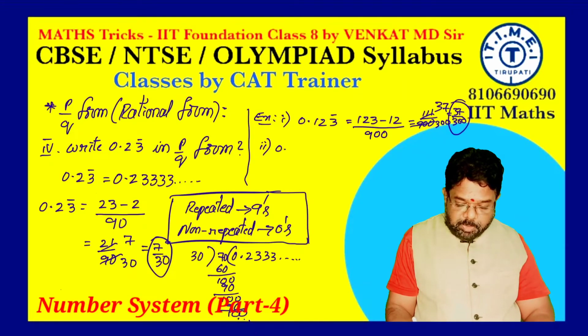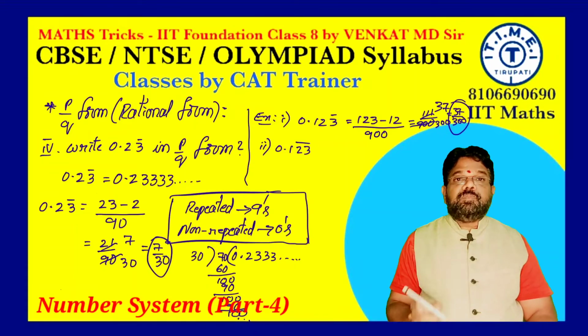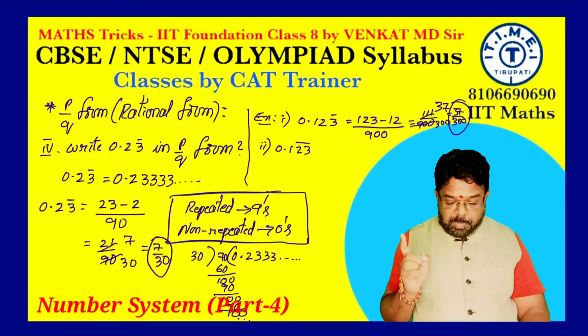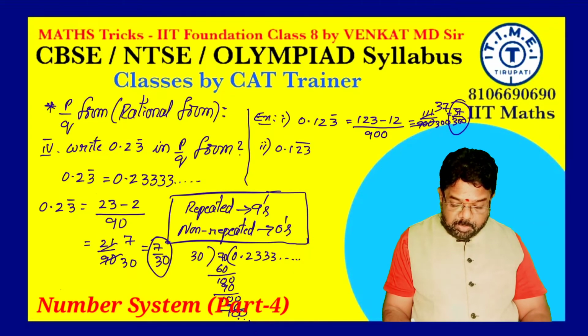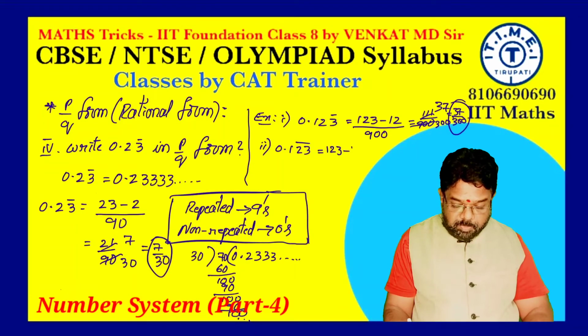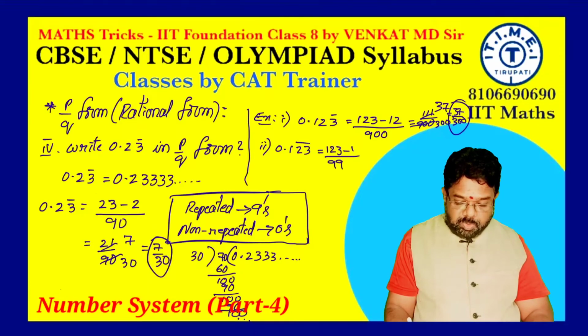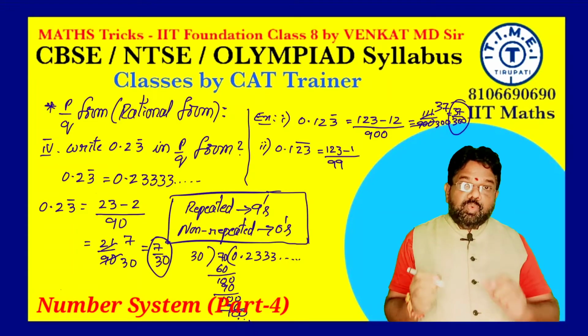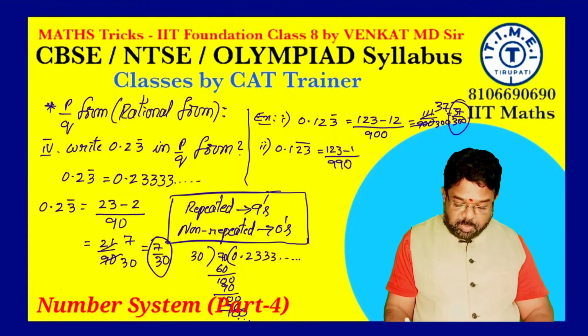Suppose 0.123 bar. The bar is for 2 3 now. There is no bar for 1. The bar is only for 2 3. What do you do? So the first step is remove the point and bar and take the value, minus how much to be subtracted, except repeated the remaining part. The remaining part is only 1 here, divided by how many 9s here? 2 9s it is. 2 digits are repeated, we take 2 9s, but 1 digit is not repeated, we take 1 0.